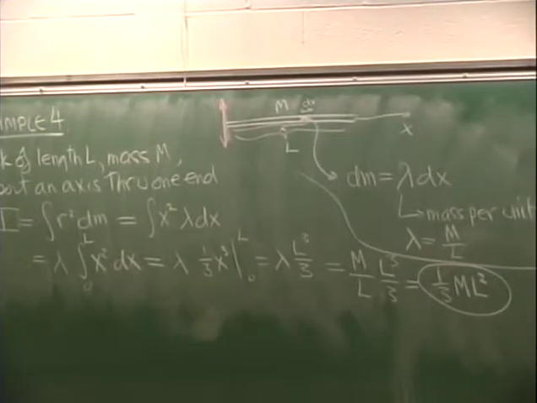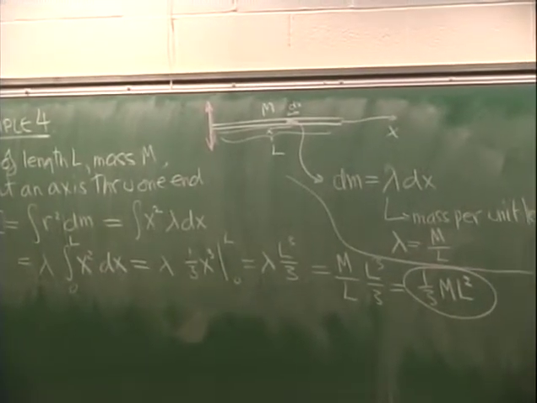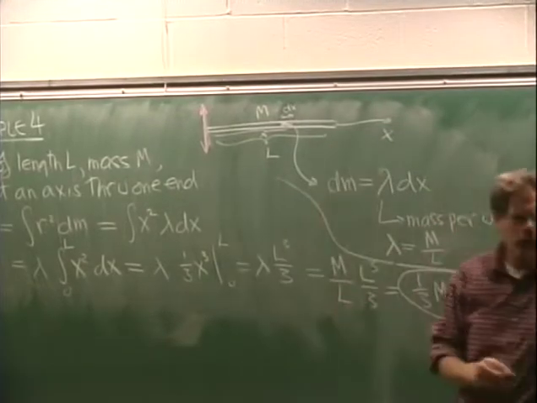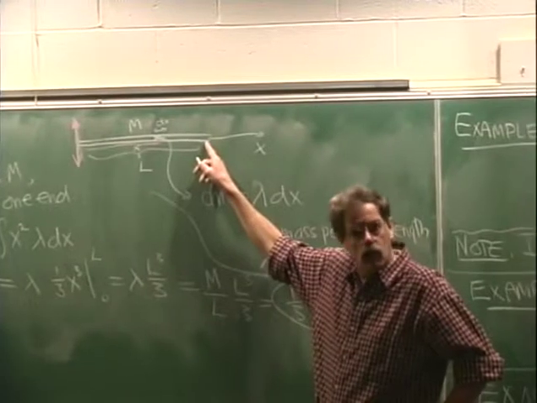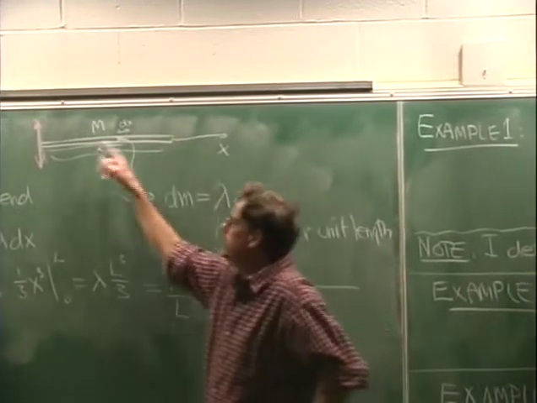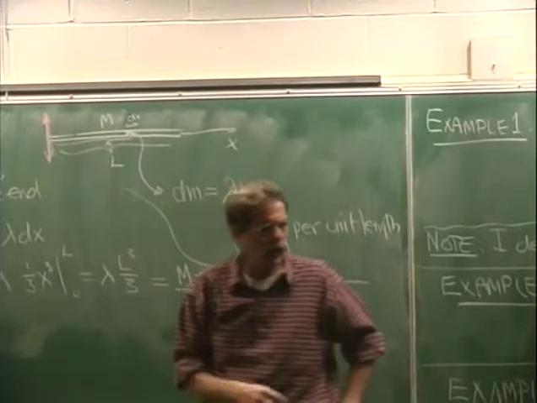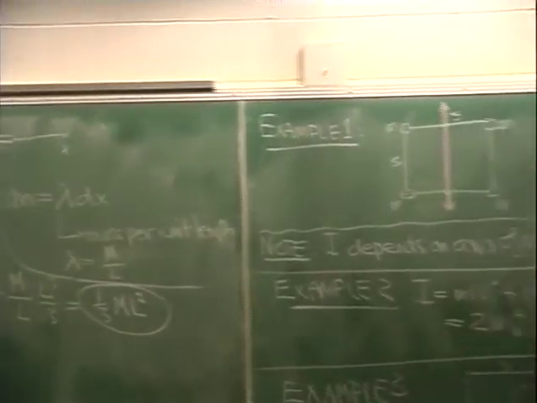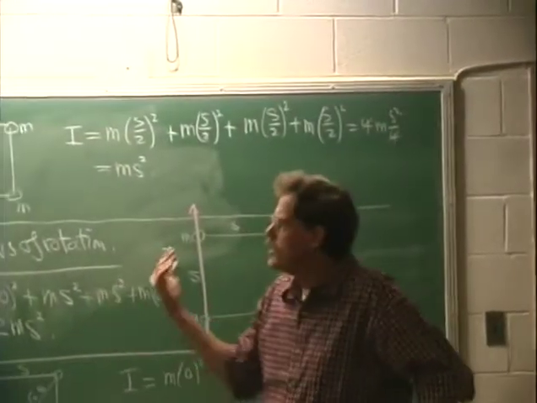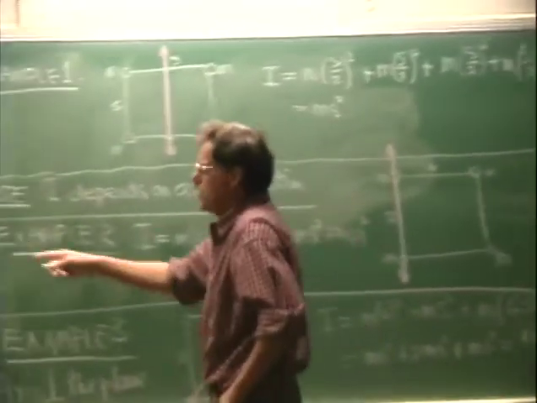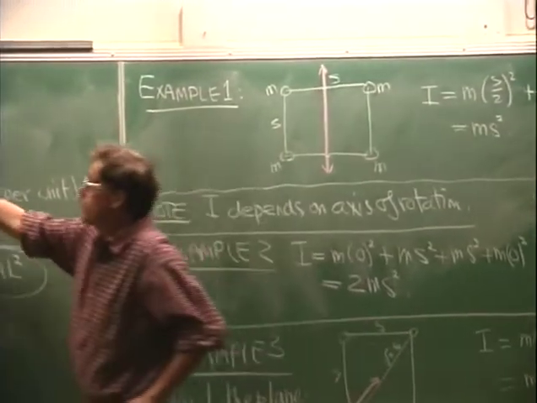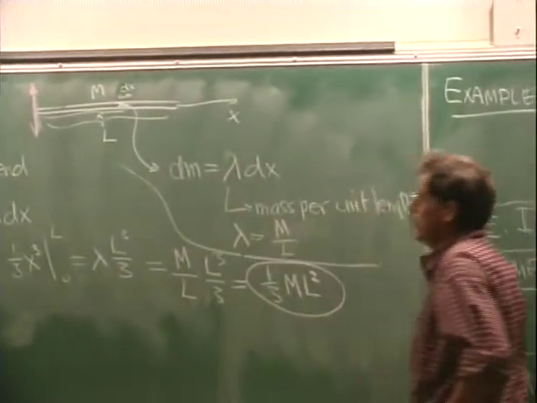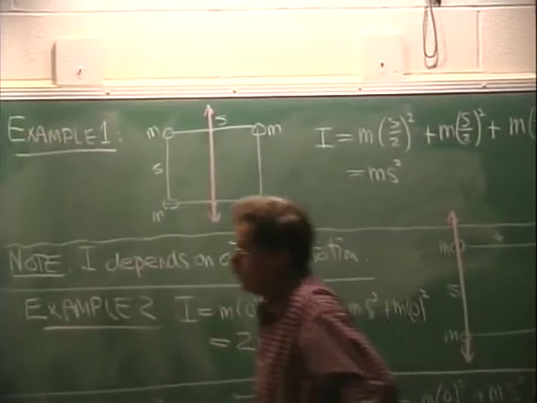Is that a little bit weird? If I had had all of the mass out at the end here, it would have been ML squared. If I had shoved all the mass down to this end, it would have been 0. So evidently this is somewhere between 0 and ML squared. It turns out that it's 1/3 ML squared. Not like center of mass. The center of mass, of course, would be at 1/2 L. But moment of inertia, 1/3 ML squared.